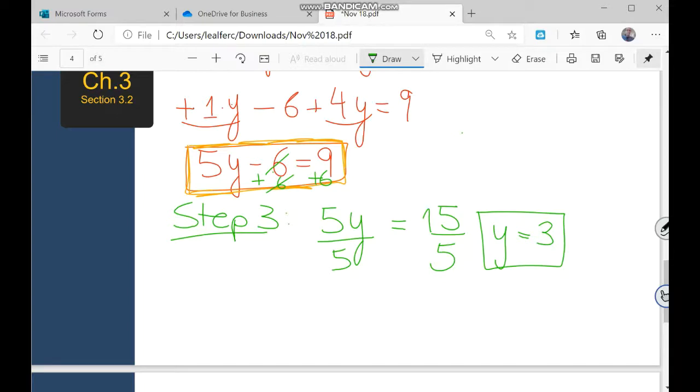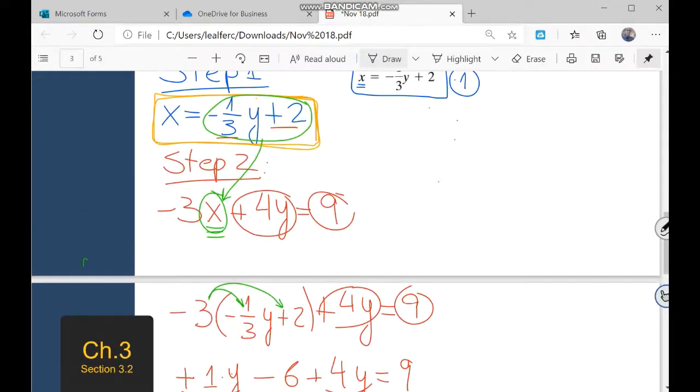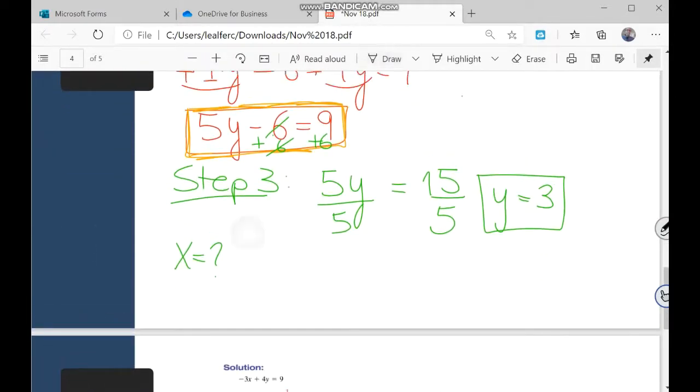We need y and we need x. How to find x? Bring the first equation, x equals negative 1 over 3y plus 2. So x equals negative 1 over 3y plus 2. Negative 1 over 3y, negative with positive, negative. 1 over 3 times 3, 1, plus 2. That means x equals negative 1 plus 2, 1.